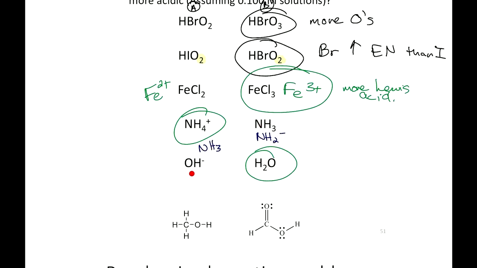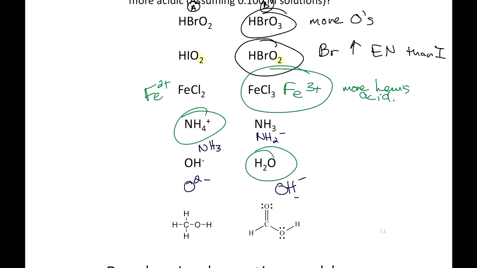So same idea here. You rip a proton off of hydroxide, and what do you get? O2-. That's not very stable at all. Versus water, you get OH-, which is very common. We use that all the time. And so we see hydroxide is much more stable than O2-.